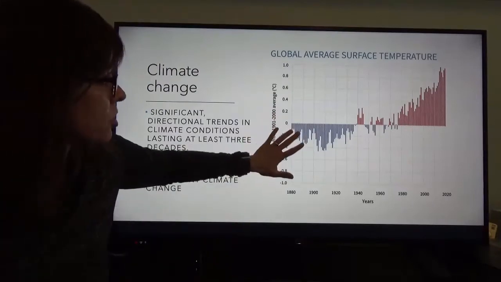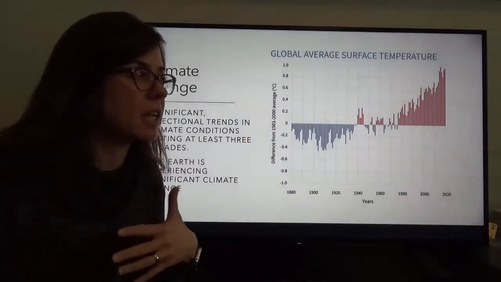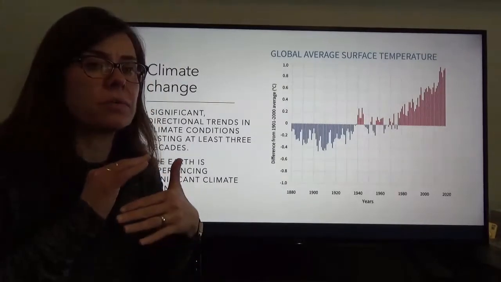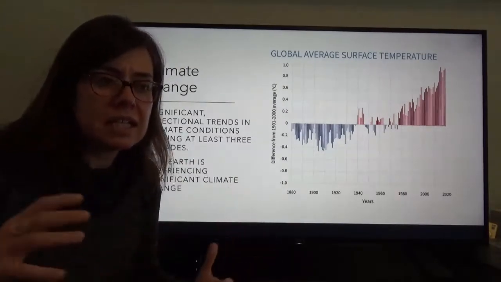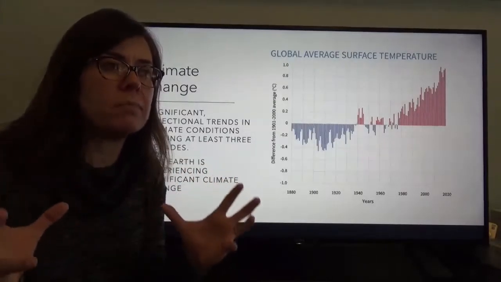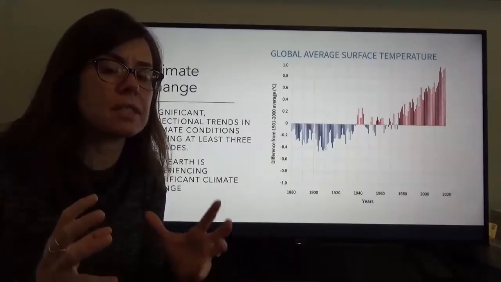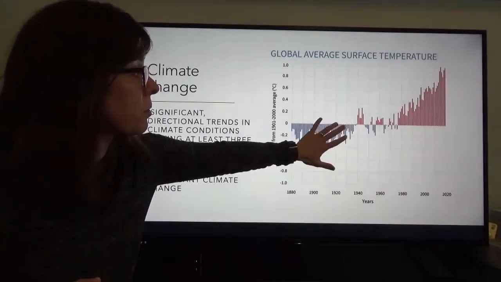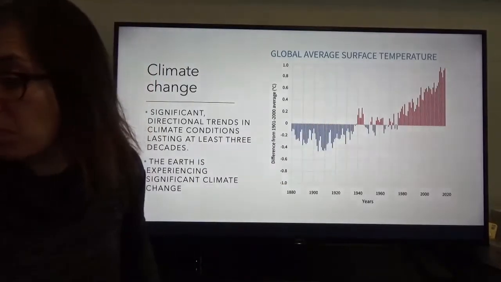And it's not just temperature that we're seeing change. There are patterns of precipitation that are changing, and the frequency and intensity of different climate processes are changing. So there are a lot of components of the climate system that are changing in tandem, but a really important one is this warming signature.